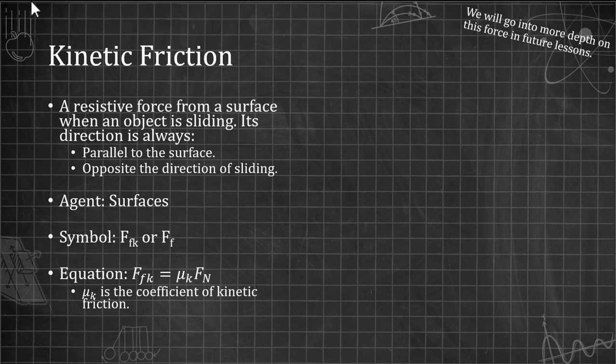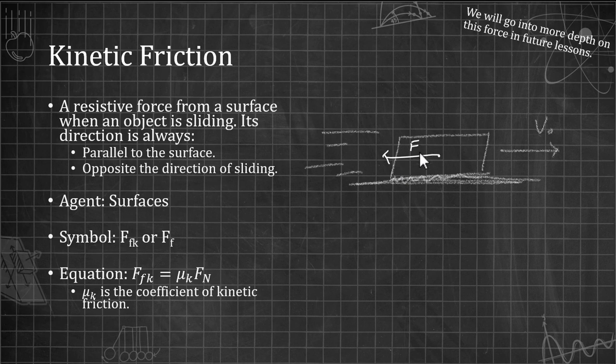Kinetic friction or sliding friction is a resistive force. So when an object is sliding across some surface, the surface can push in the opposite direction of that sliding motion, and that's going to give us kinetic friction. The symbol is F subscript Fk, or simply just F subscript F, and the equation is the kinetic friction force is equal to a term called the coefficient of kinetic friction multiplied by the normal force. And once again, our agents here are surfaces.